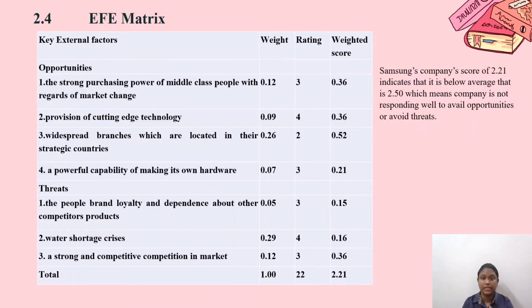This is the EFE matrix. The table shows that Samsung's company score of 2.21 indicates that it is below average, that is 2.50, which means the company is not responding well to avail opportunities or avoid threats.